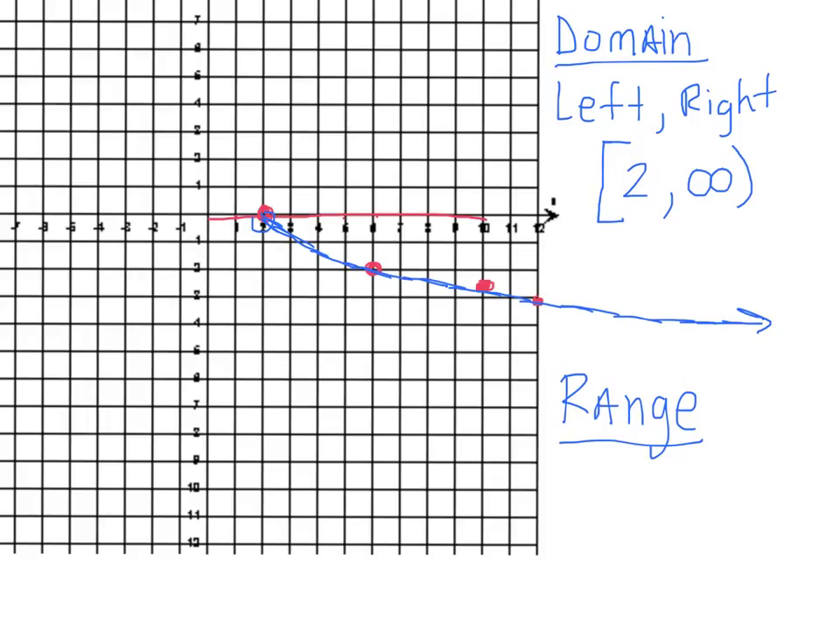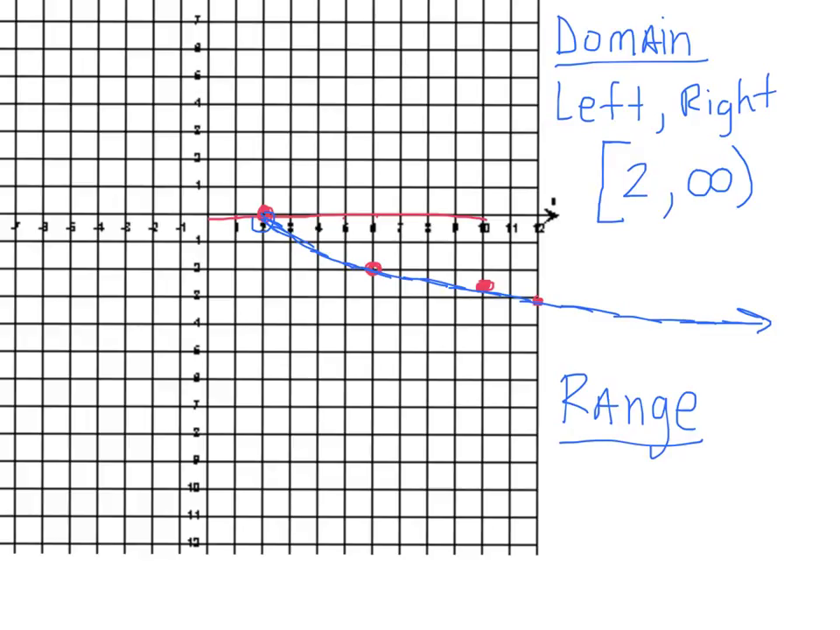Now notice that I put the 2 in a bracket because the 2's included. See how I have a closed circle at 2? But infinity goes in parentheses because infinity is an idea, not a number. And so we put it in parentheses because it's not included. You can't include something that's not a number. It's an idea. So now let's talk about the range.